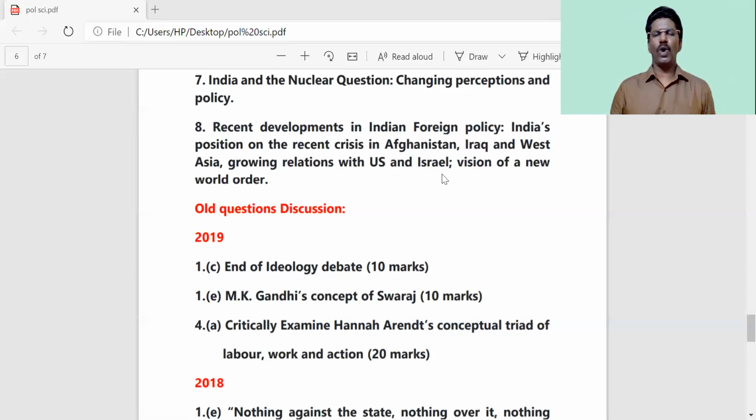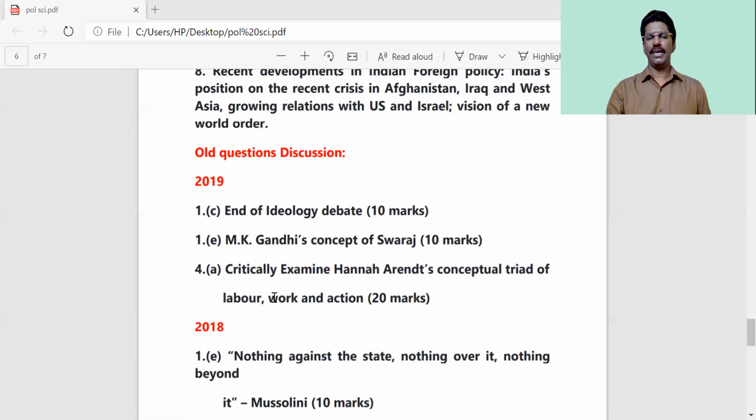Then when I'm going further, 1E, MK Gandhi's concept of Swaraj, compulsory question number 1E. Why? My logic, according to the stratification of year-based classification, is that 1869 was Mahatma Gandhi's birth year, and in 2019 exactly the 150th year celebration got over, and exactly in its celebration year, UPSC asked this question in the PSIR optional paper.